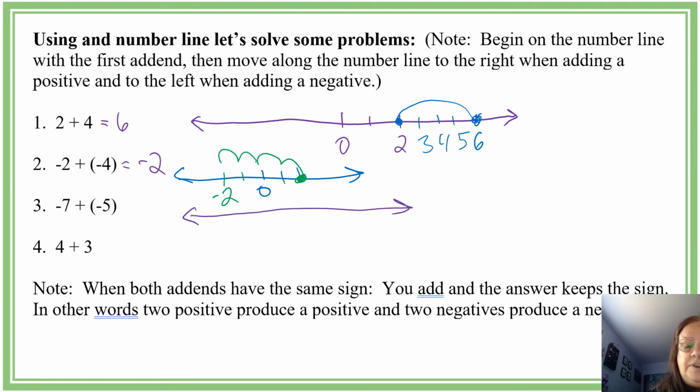For number 3 here, now notice this time we're starting down at negative 7. So we're starting there. And if we add negative 5, we still go in the negative direction. So we have 1, 2, 3, 4, and 5. So that's my final answer, which is actually negative 12.